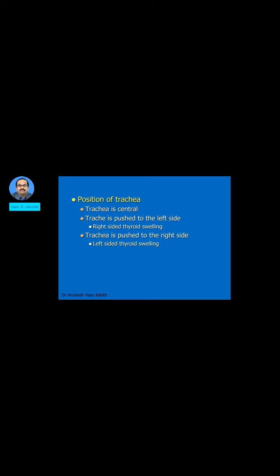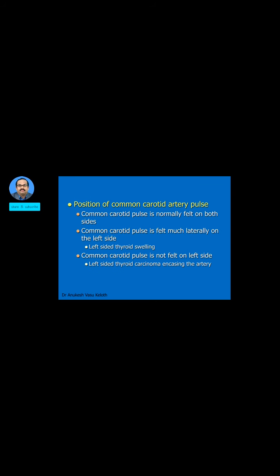And next is the position of the common carotid artery pulse. Usually normally felt on both sides. That means medial to the sternocleidomastoid muscle and lateral to the thyroid cartilage. That's the area where you usually feel it. Now, if there is a swelling there, for example, if it's a left-sided thyroid swelling, the common carotid pulse may be pushed much laterally on the left side. So instead of getting it there, you may get it more posterolateral.